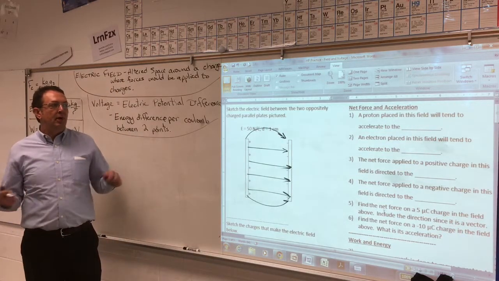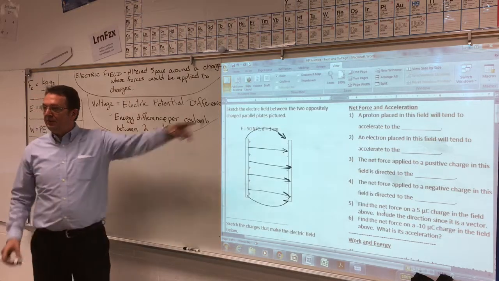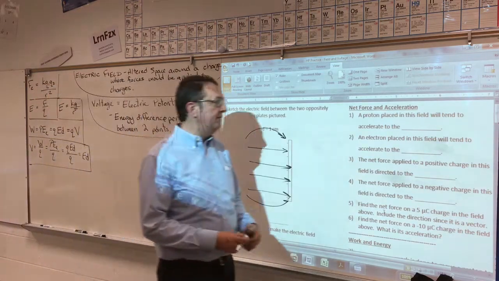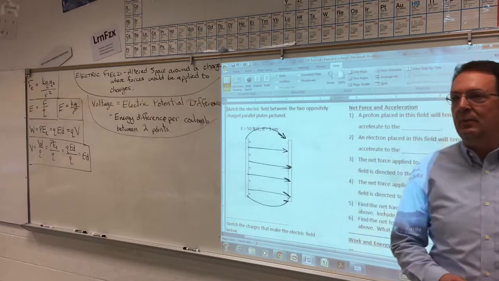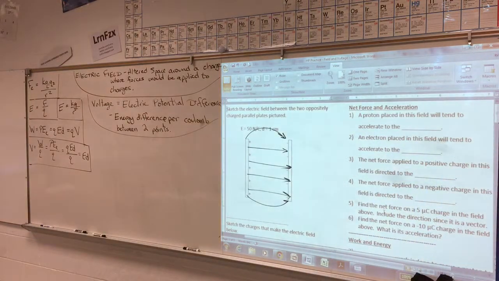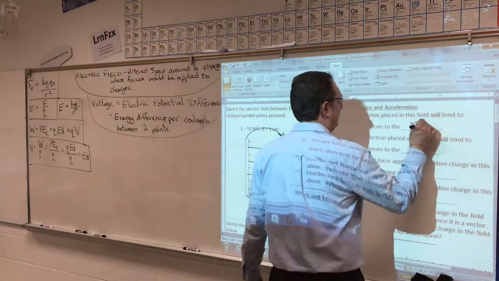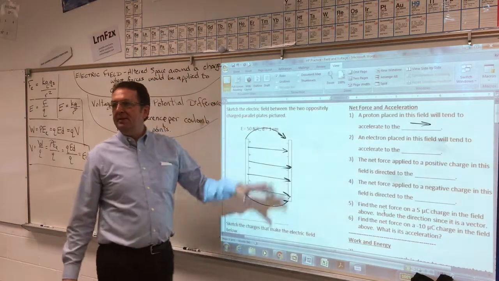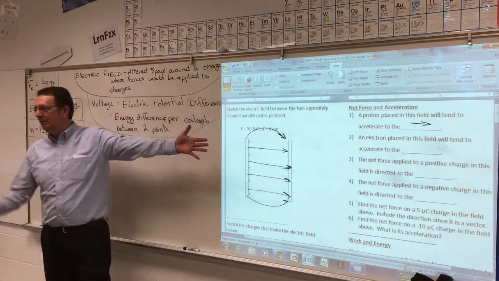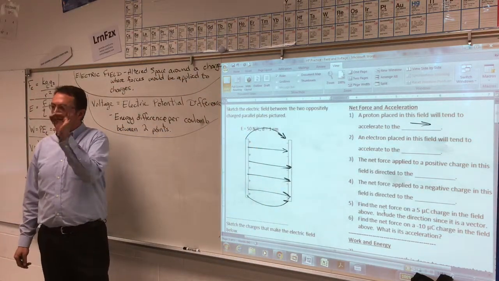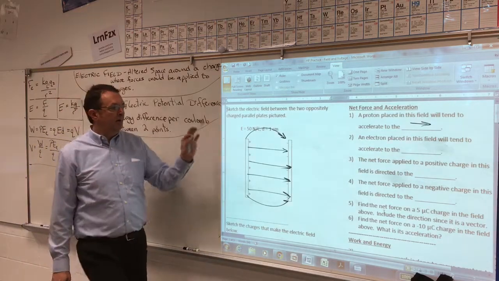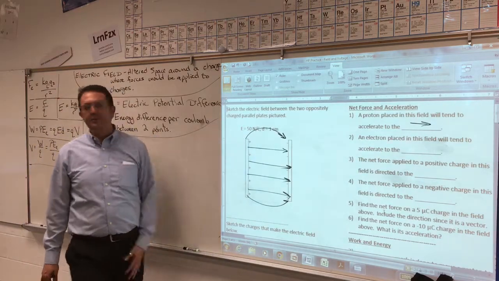Now, a proton placed in this field, this is the first question. This is a question up at the top, and we've done some of these already. A proton placed in that field will accelerate to the point... You're pointing, right? So, pointing right. Okay, so to the right. Because again, by definition, this electric field is defined, because we prefer positive, as the net force direction on a positive test charge placed there.